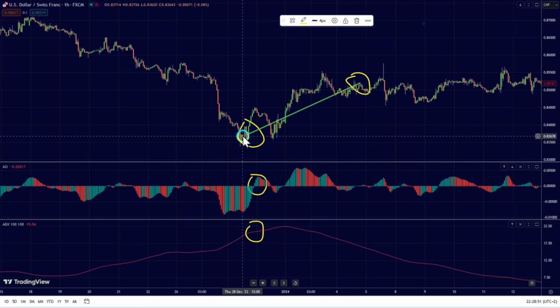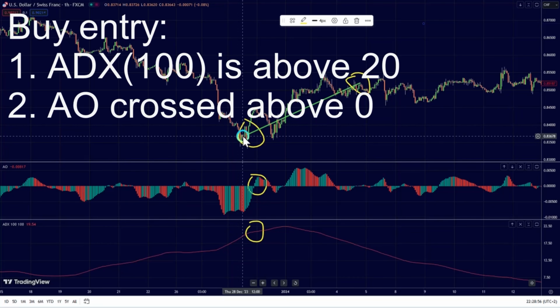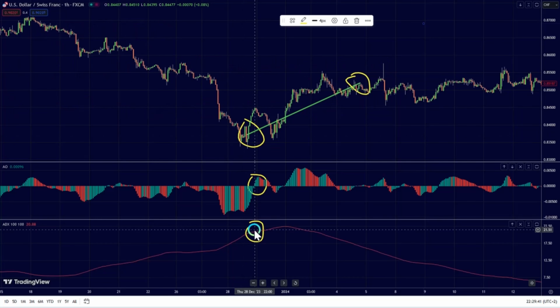Our strategy is the following. We have an Awesome Oscillator and we have an ADX with a 100 period. The period is the same for buy and sell trades. We make sure that we have some kind of a reversal or some kind of a potential trend. It is absolutely your task, your style, when you are closing your trade.